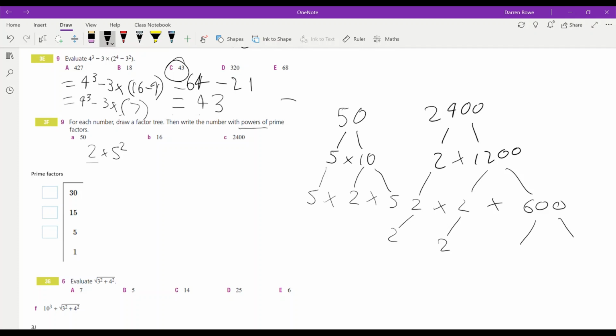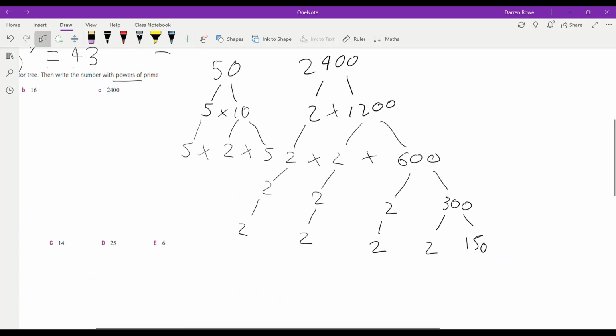Do it again. Let's do it by something bigger this time. Let's just keep doing it. 2 and 300. You have to do a step for each level. And 2 and 150. Need to do this out. And you're supposed to put times in all of these spaces.